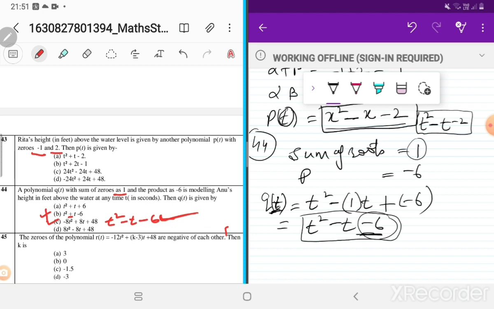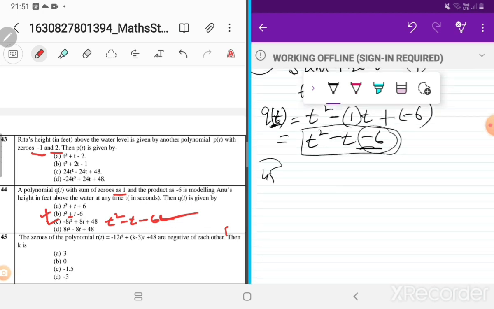Okay, so now come to the 45th question. In the 45th question, the zeros of the polynomial are negative of each other. See what is given: zeros of the polynomial. Two zeros are given, alpha and beta, let us suppose. These are the negative of each other.